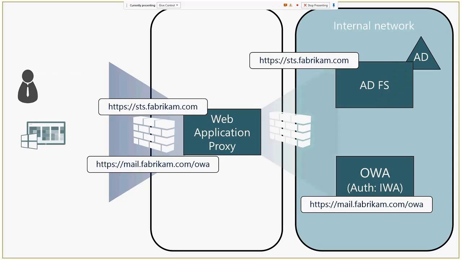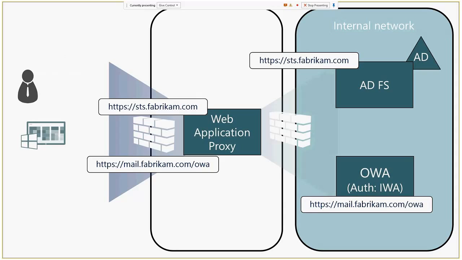All right, so we have a bunch of URLs there. We have an internal network where the Exchange boxes sit. We have ADFS in there, and we have the Web Application Proxy in the DMZ. Okay, so a bunch of URLs. We have mailfabricam.com, and we have stsfabricam.com, which is our ADFS logon portal.